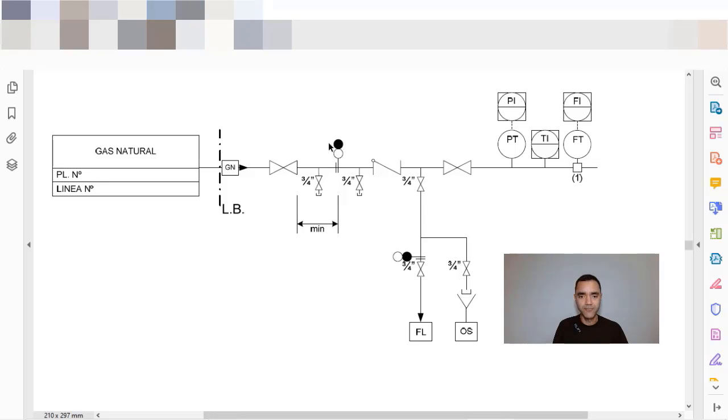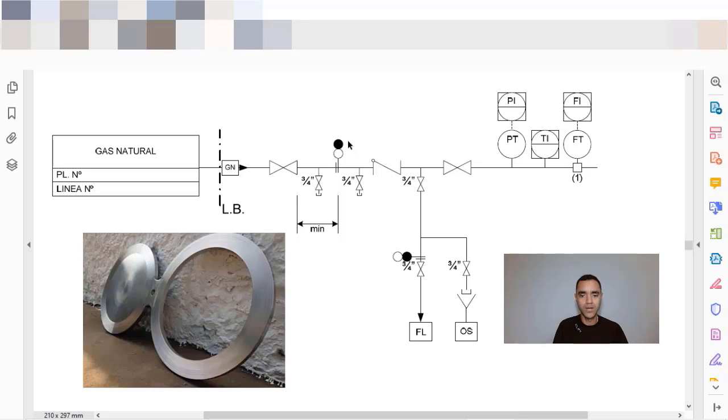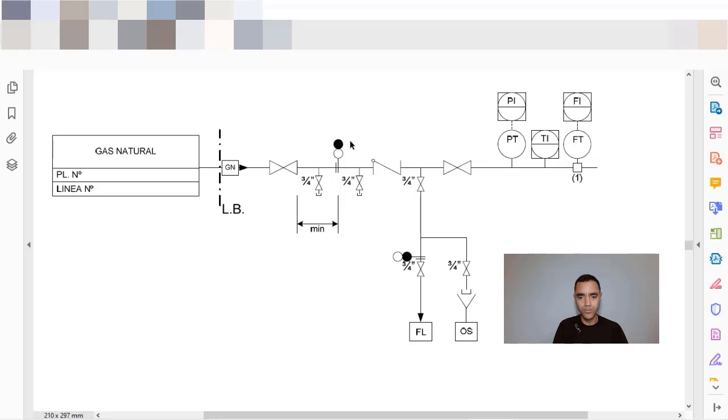We have here a figure 8. A figure 8 is a kind of flange where in one part you have a blind flange, and in the other part you have an orifice. So the correct way to read this symbol here is that the circle in white below is the part that is installed in the field.